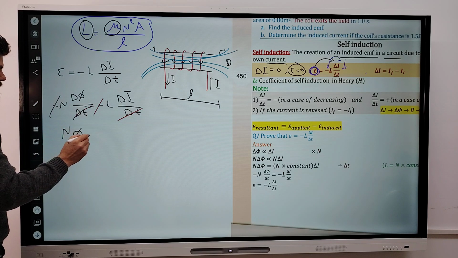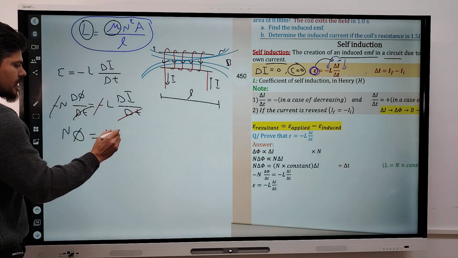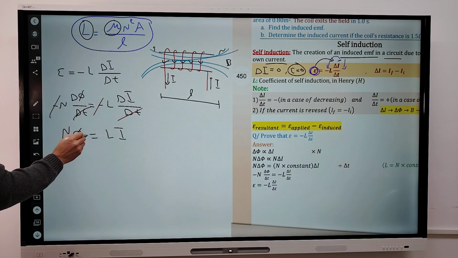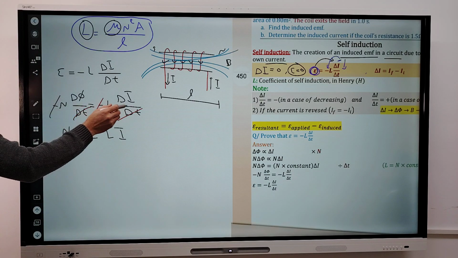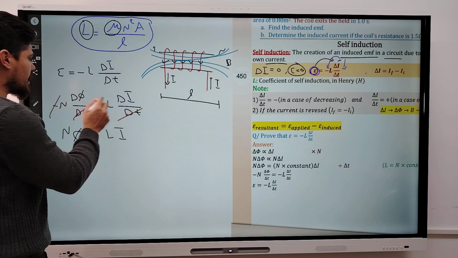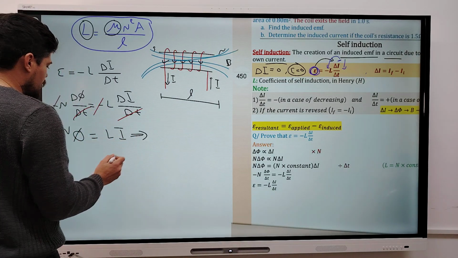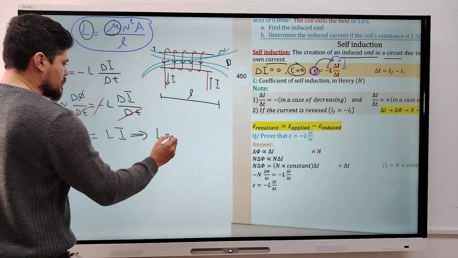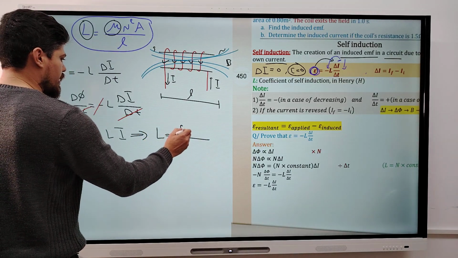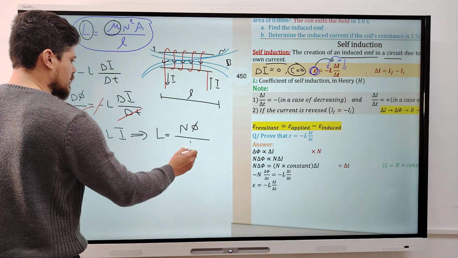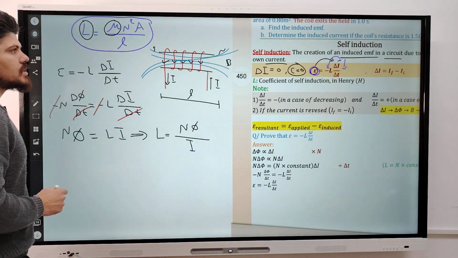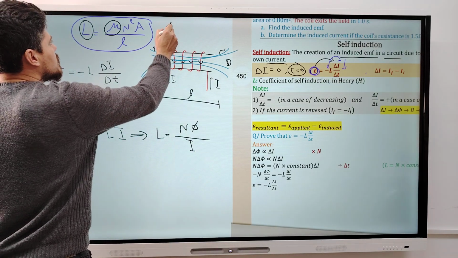Flux, and flux is equal to what? Li. Why? Because delta T cancels with delta T and negative cancels with this negative. If you arrange this equation, L is equal to what? L is equal to N flux over I.